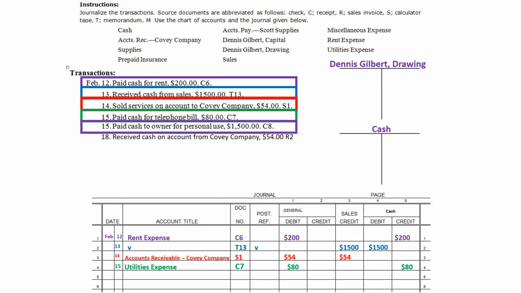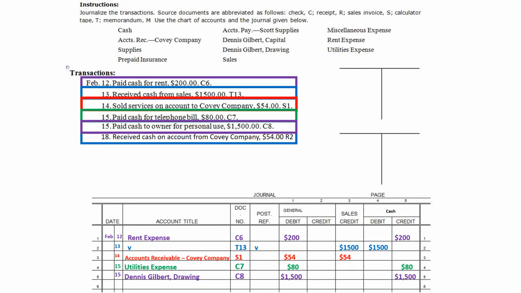Paid cash to owner for personal use. Again, same transaction. We're going to use drawing because when someone withdraws money, that's called a drawing. So the owner withdrew money, so that's decreasing the owner's equity. So we're going to debit the drawing. Cash is decreasing, so we're going to be crediting that. So it's the 15th. Dennis Gilbert drawing, C8, general debit for 1,500, which describes that 1,500 is coming out, and the credit would be cash credit 1,500. Again, there's that C that tells us cash credit.